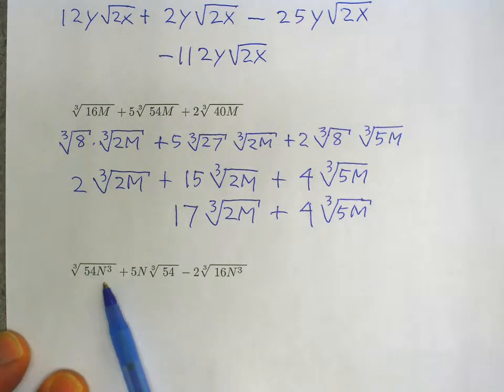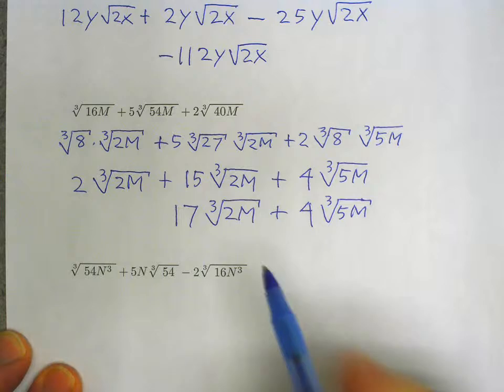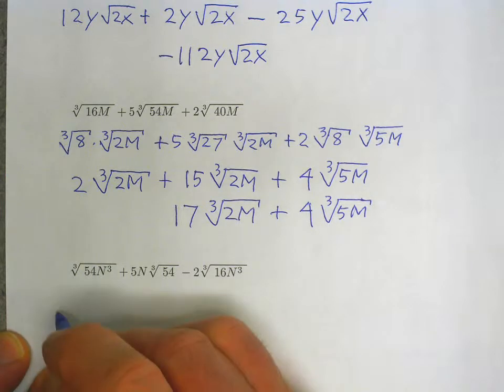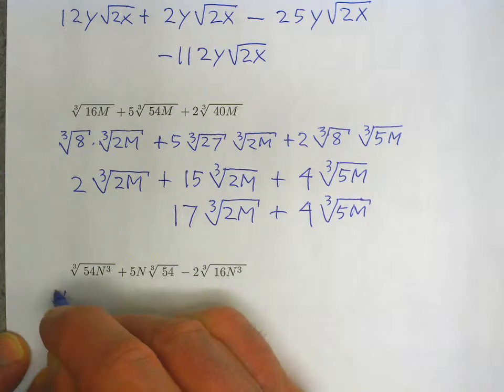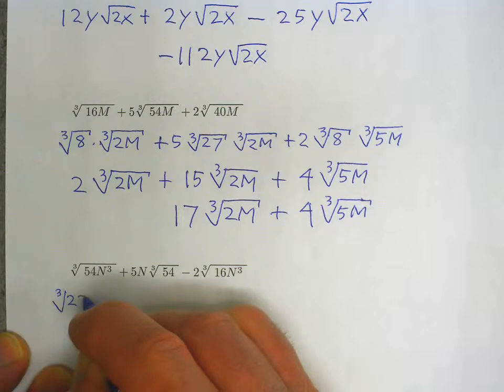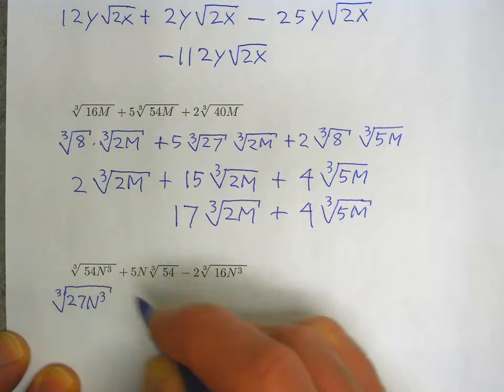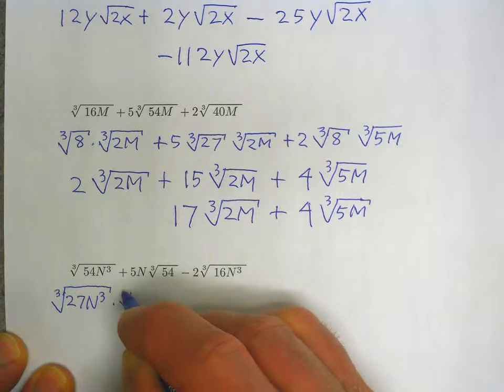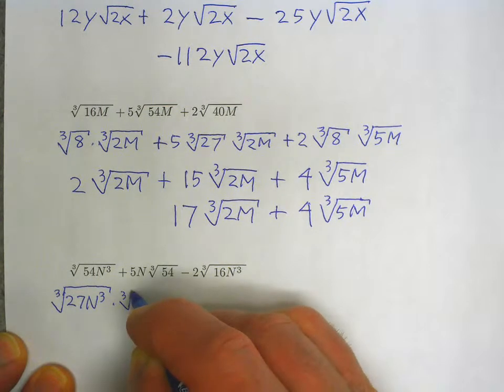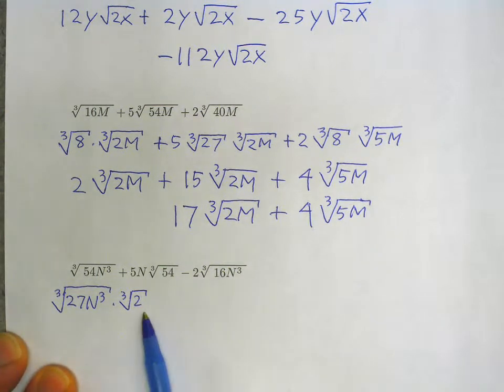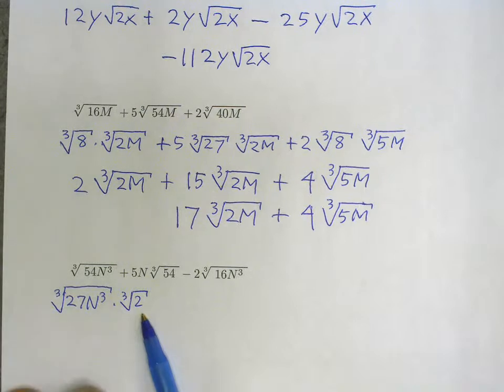N to the third is a perfect cube because the exponent is a multiple of 3. So we'll rewrite this as the cubed root of 27 n to the third multiplied by the cubed root of 2. 2 is the only factor that remains behind.